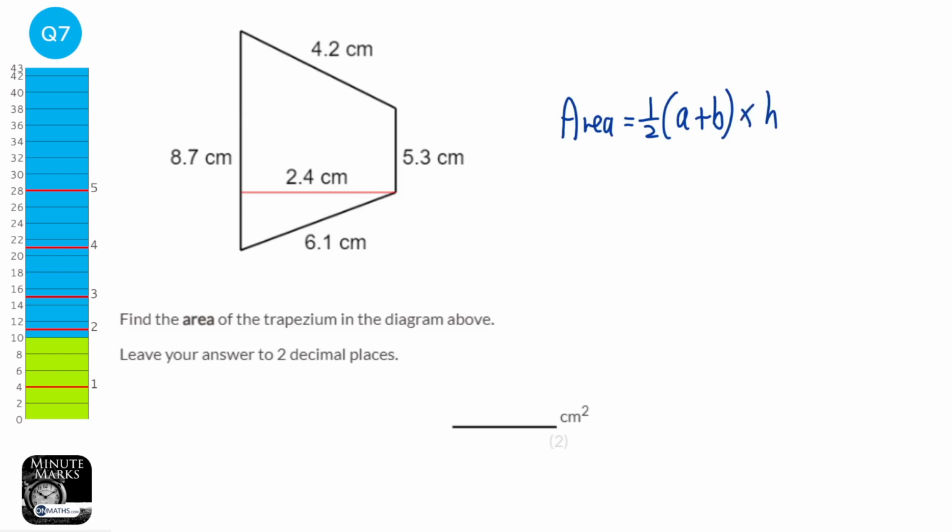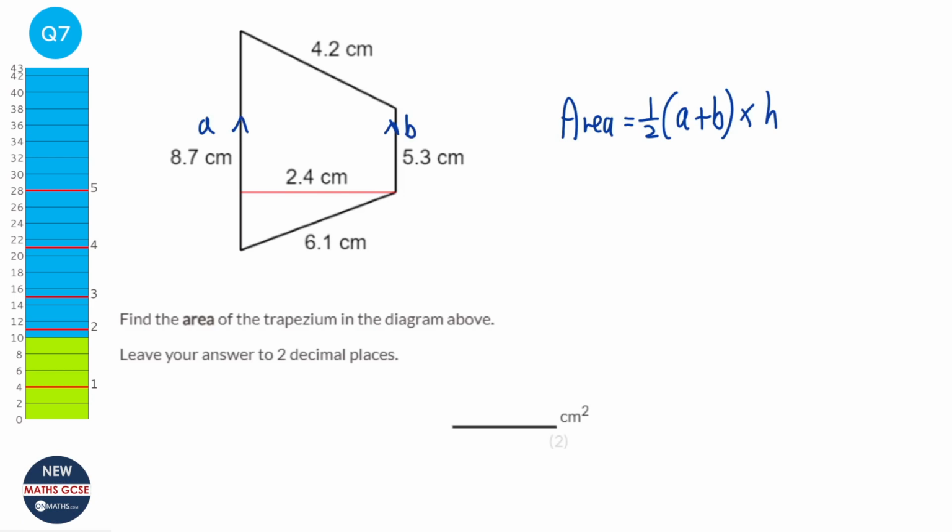The area of a trapezium is found using the formula area equals half A plus B times H. Now A and B are quite easy to find because they are the parallel sides in the trapezium, which are these two. It doesn't matter which way around we label them. I'm going to say A is the left hand one, and B is this right hand one. Then H always hits A and B at 90 degrees.